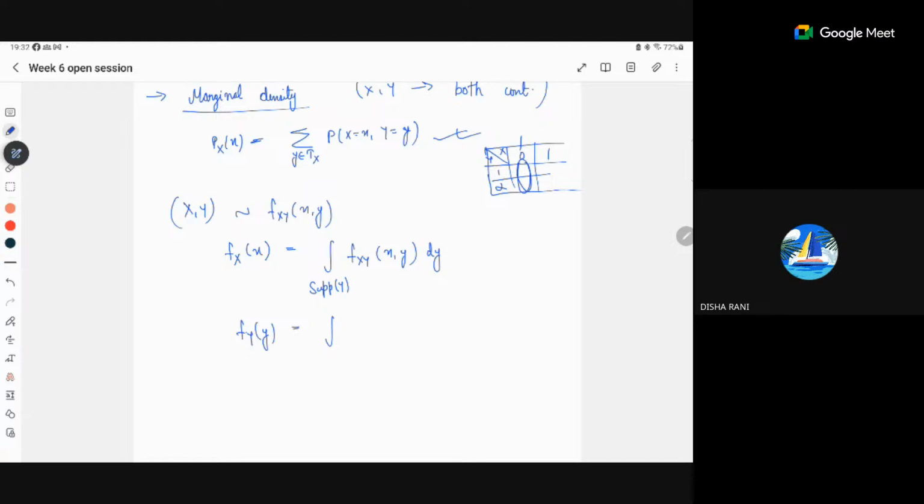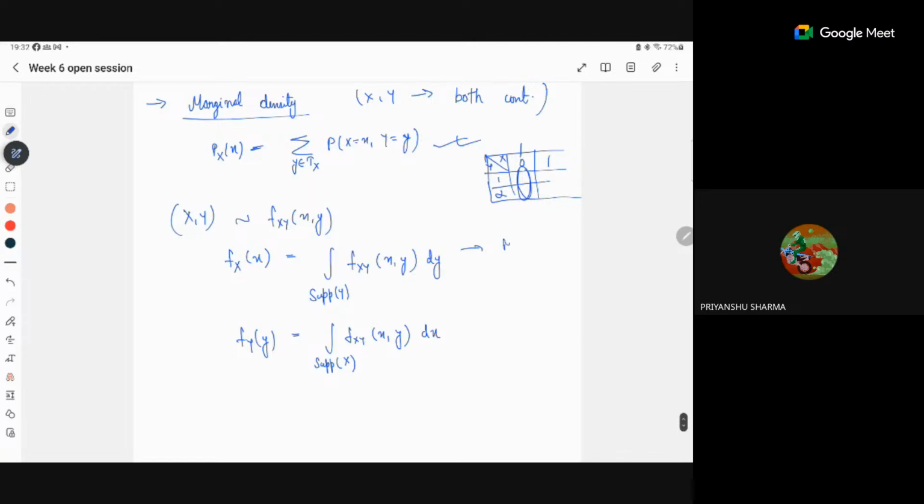So f_Y of y would be what? It would be the integral of f of x, y over dx. We'll integrate it over the support of x. This is fine. And we call this f_X and f_Y the marginal densities.